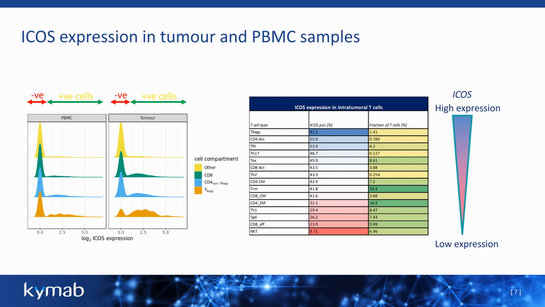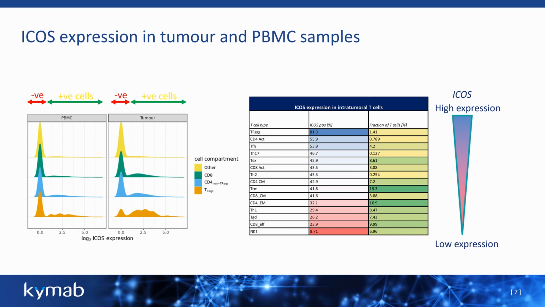What we can also do is enumerate or look at the fractions of these cells, and that's highlighted here again in a color code. The most abundant cell types that we found in these samples are in green, and the least abundant are in brownish yellow. So we see that we've got about 1.4% of Tregs in the tumors, which is what we were seeing with our FACS data.